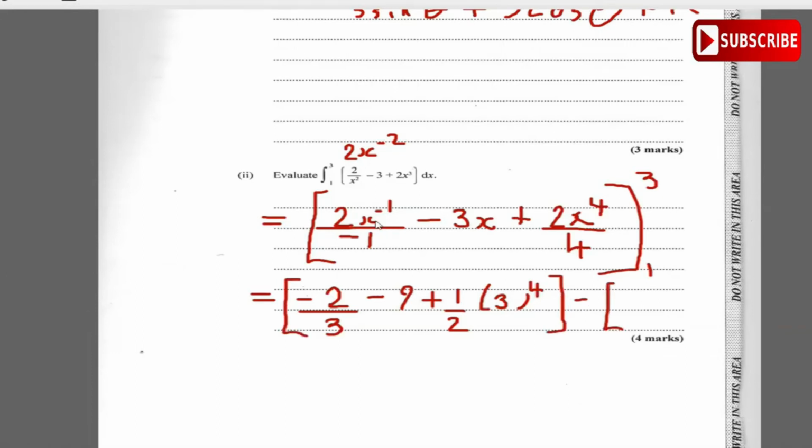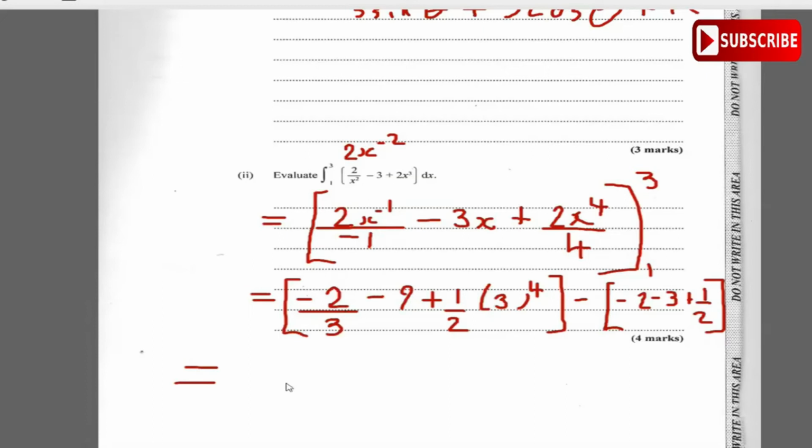When you plug in 1, 1 to the minus 1 is 1, and 2 over minus 1 is minus 2. Plug in 1, you get minus 3. Plug in 1, you get plus a half. So now we'll put all of this in our calculator and see what we get. Let's work out this part first: minus 2 over 3 minus 9 plus a half of 3 raised to the 4th power.